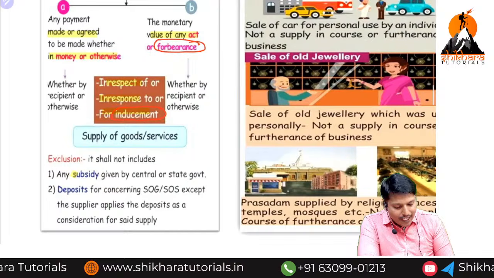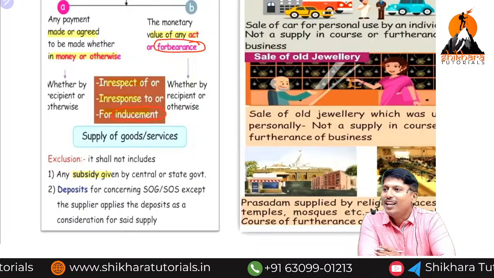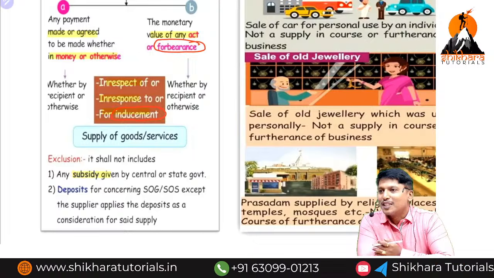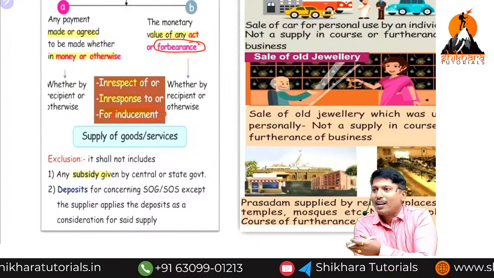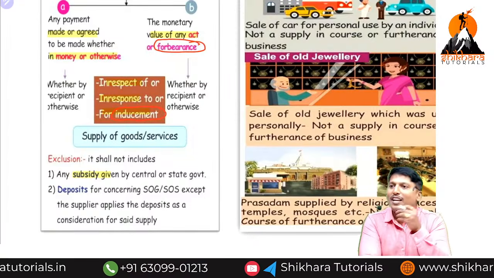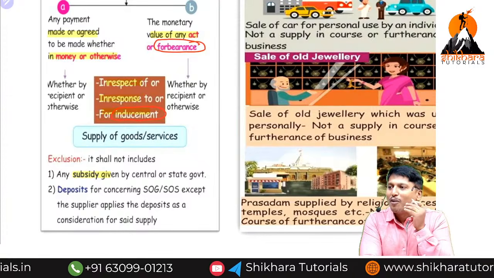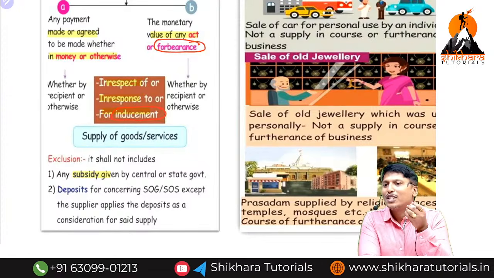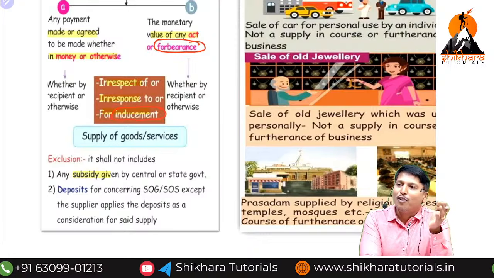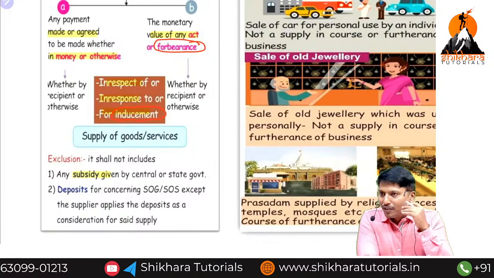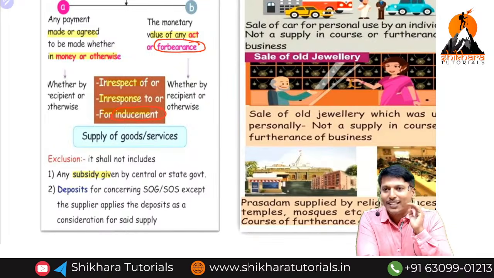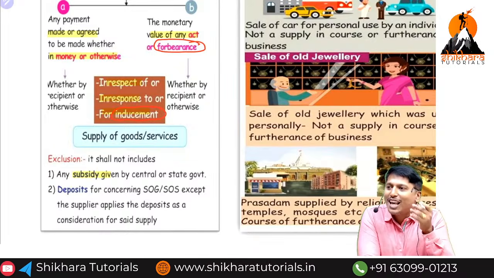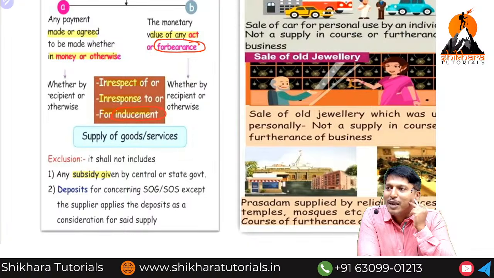For that, any subsidy from our state government is not a consideration. Subsidy means farmers used to purchase tractors or other agricultural equipment. If the tractor is 10 lakhs, the government asks to give it to the farmers for 6 lakhs: we will pay 4 lakhs to you. So the government asked the Mahindra company to give tractors worth 10 lakhs for 6 lakhs to a farmer. The 4 lakhs is paid by whom?